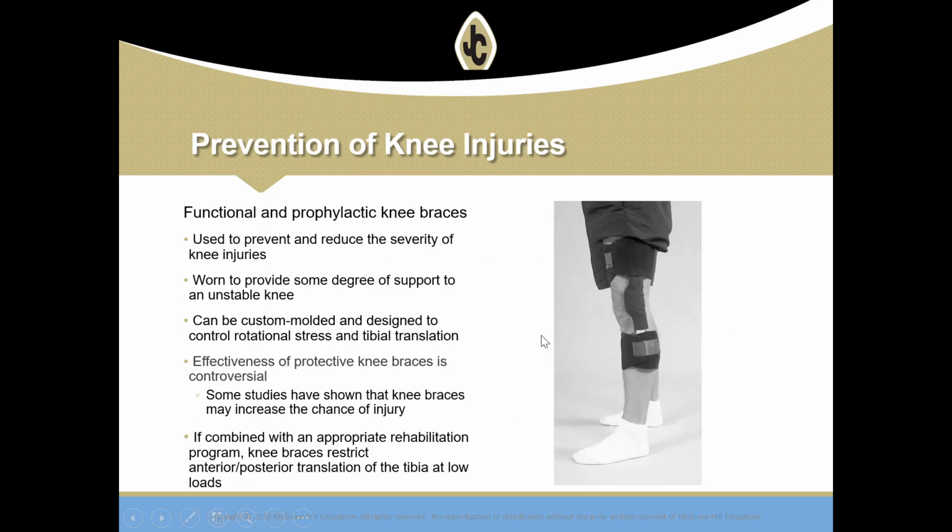I'm not going to get into that too much. Knee braces, functional and prophylactic knee braces, so something that's going to allow you to function but also be protected. They are used to prevent and reduce the severity of injuries, and worn to provide some degree of support to an unstable knee. They can be customized or molded. Their effectiveness is controversial, but a lot of times it can be helpful psychologically, and if it's worth it, it usually is. But combined with rehab is definitely the best case scenario.